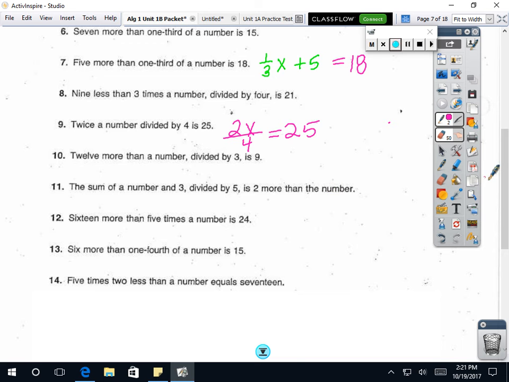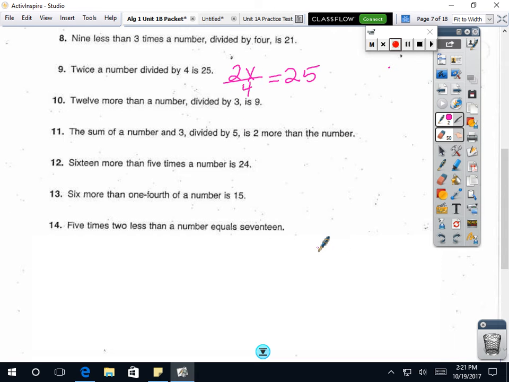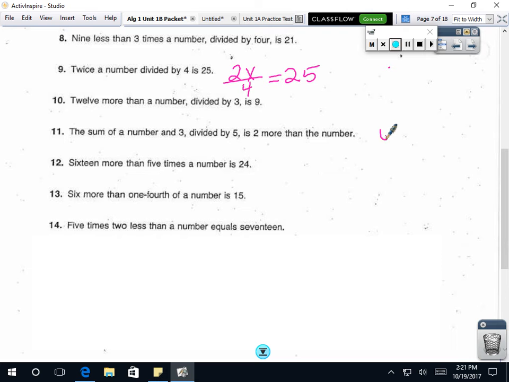Okay, number 11. The sum of a number and 3 divided by 5 is 2 more than the number. Okay, well, how do you write the sum of a number and 3? Okay, and then divided by 5. So divided by 5 would be equals 2 more than a number? X plus 2. Anytime you see that word more or less, the number comes after what it's more or less than. And then number 13, 6 more than 1/4 of a number is 15.